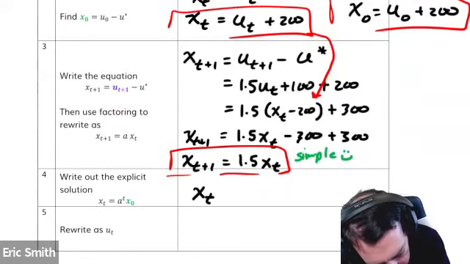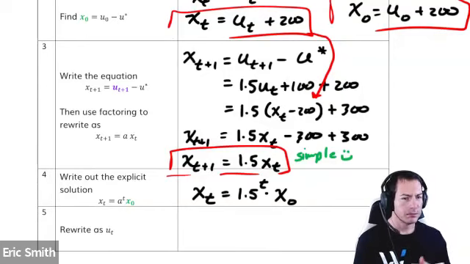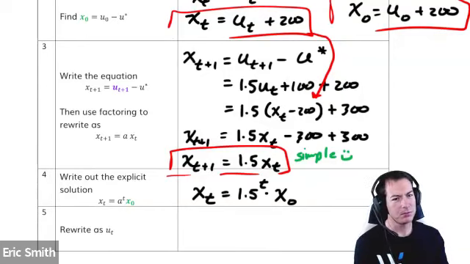So let's see, what's the explicit version? Well, any new generation will be the growth parameter raised to the power of t, times some initial amount. Okay, that looks excellent. But of course, we want our original variable in there. We don't want to deal with x's.